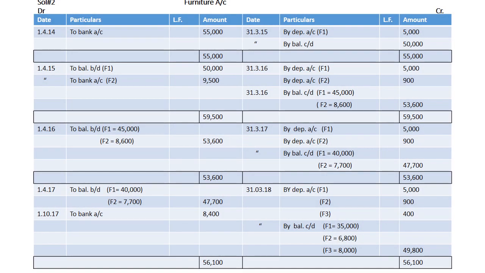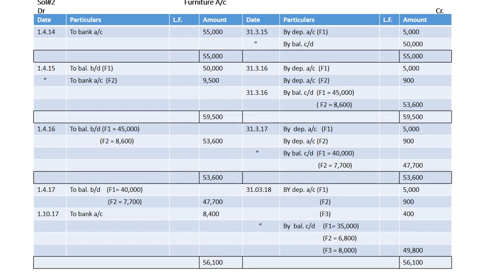Now we have to draw furniture account. Again we have to draw 8 columns. On the debit side it will be date, particulars, ledger folio and amount, and on the credit side again date, particulars, ledger folio and amount. Now first, furniture account debit to bank account, that is 55,000. The depreciation for the first year is 5,000. The balance will be 50,000. The same balance is transferred to next year.